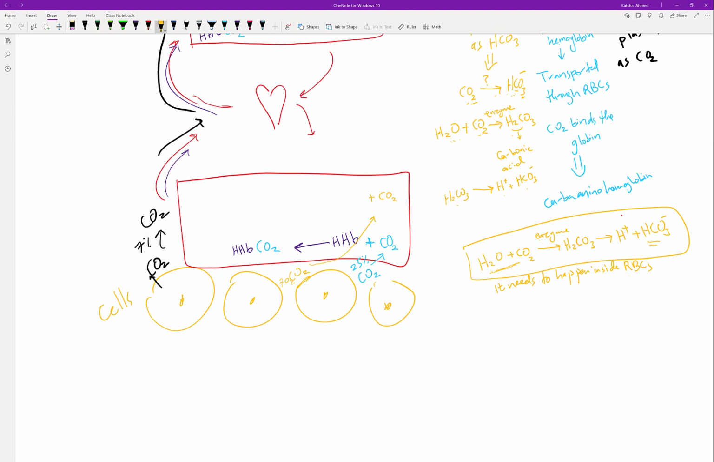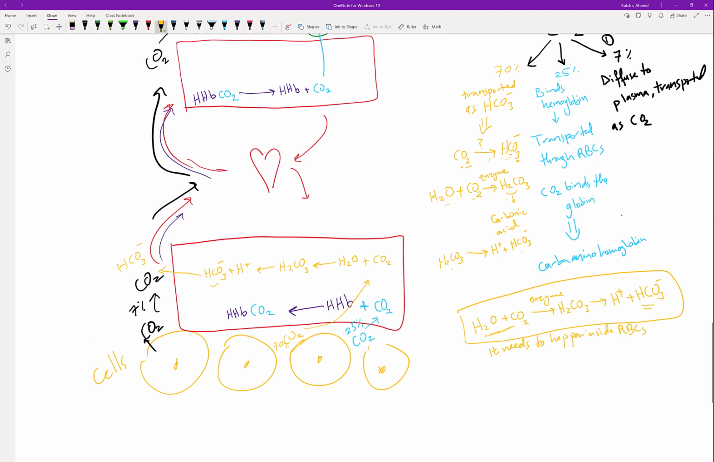There we will have water, which will give us carbonic acid, which will get broken into hydrogen ion and bicarbonate. Okay, now this bicarbonate will get diffused out to the plasma. So technically, when we said transported as bicarbonate, we should have added in the plasma, because that bicarbonate needs to move out from the red blood cells into the plasma, and from there it will go through the blood all the way to the lung.